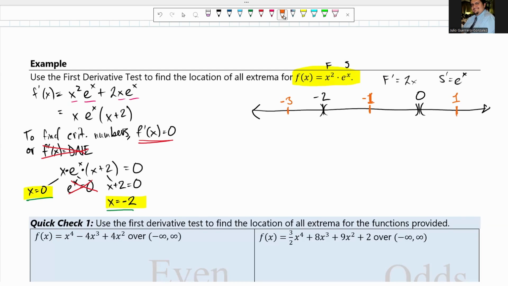We're getting somewhere. And I'm going to be looking at f prime of x, this function right here.